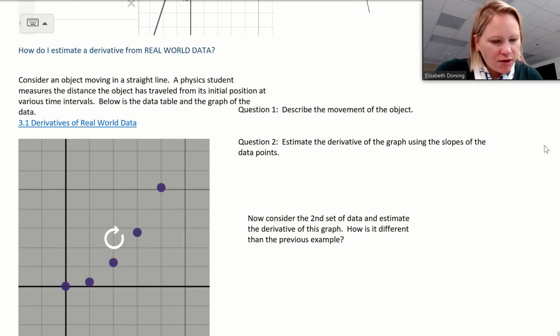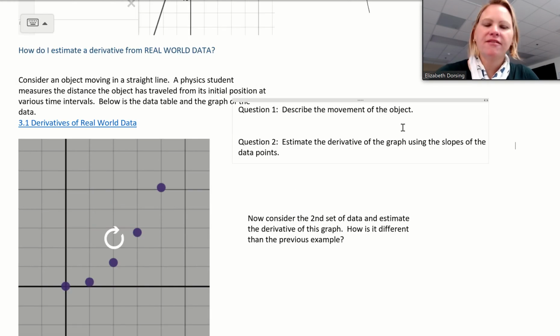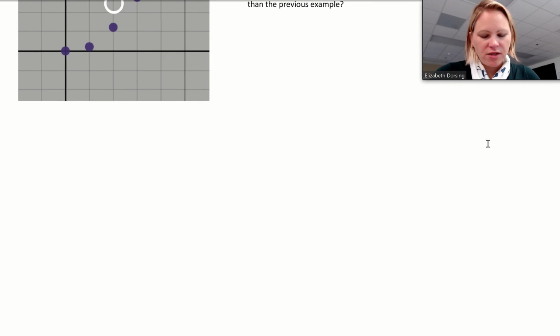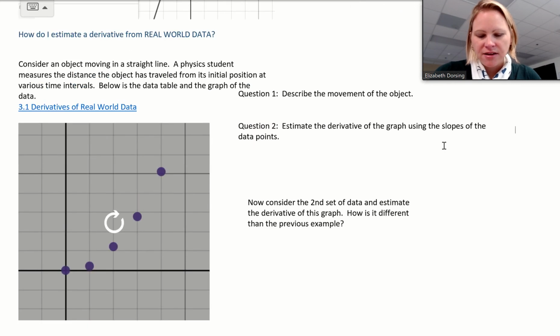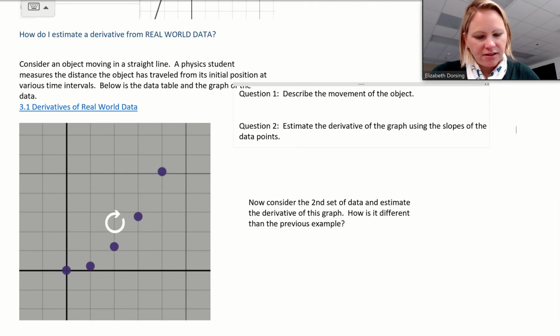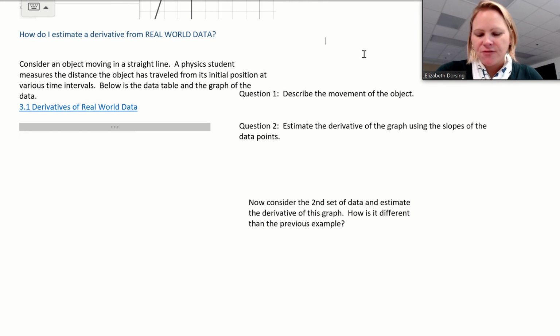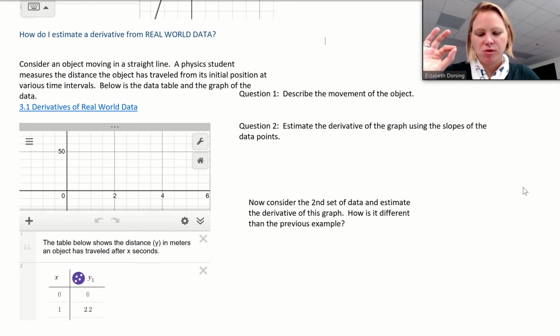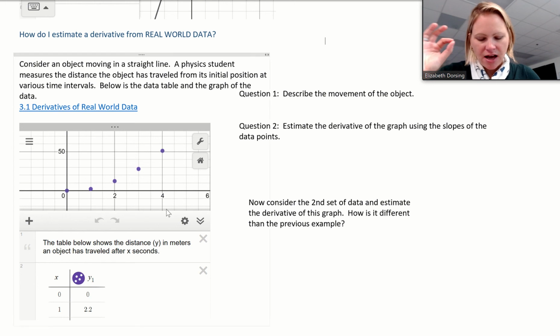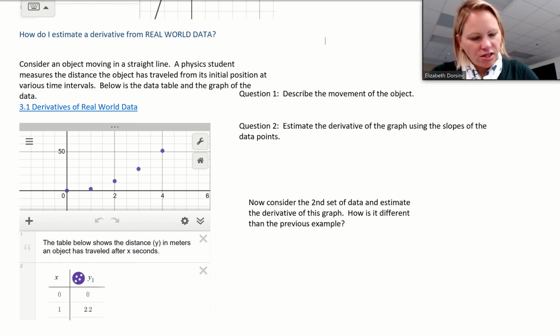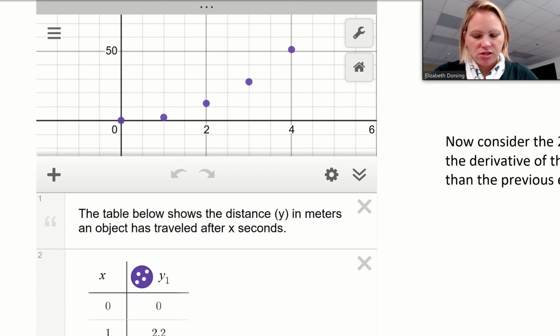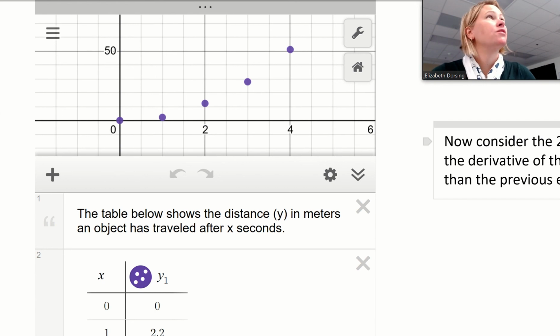So now, the last thing that we want to talk about here is what happens when we have data in the real world and we need to estimate based on real world data. So let's take a look at what we have going on here. We've got an object moving in a straight line, and a physics student measures the distance the object has traveled from its initial position at various time intervals. This is the data table of the graph in question. So let's take a look at this and kind of zoom in just a little and see what's happening with this data table.